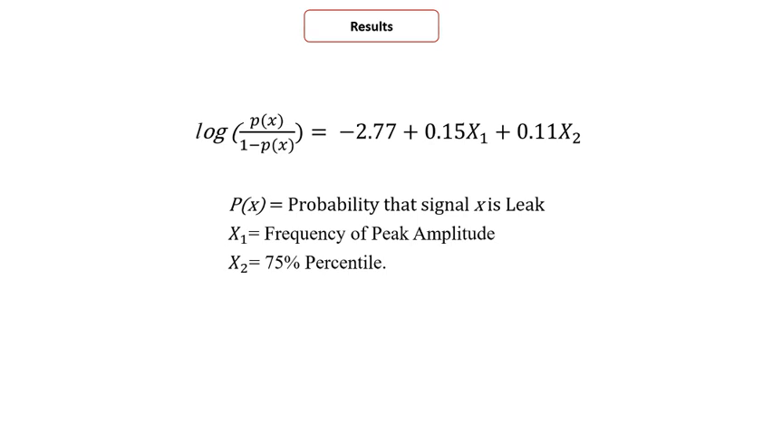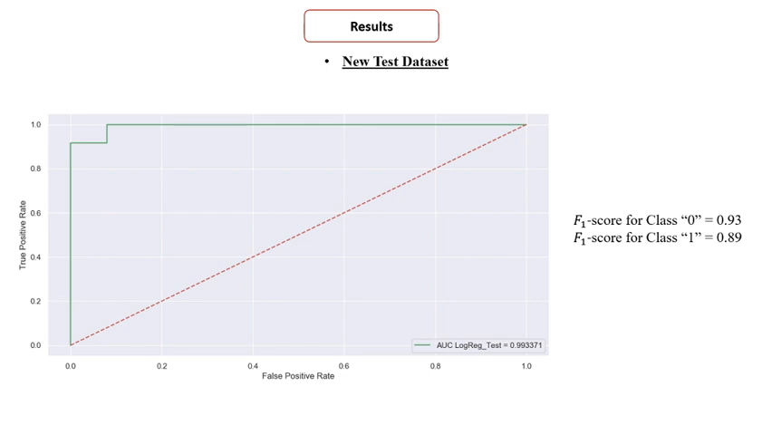The left side is the logit, and the right side are features and their coefficients, where P of x is the probability that signal x is leak, x1 is frequency of peak amplitude, and x2 is 75% percentile. And fitting the classifier on the new test data shows that area under the ROC curve is quite large, and also F1 score is large, though the classifier performs better for class 0 rather than class 1, and that is due to the larger number of class 0 with respect to class 1.